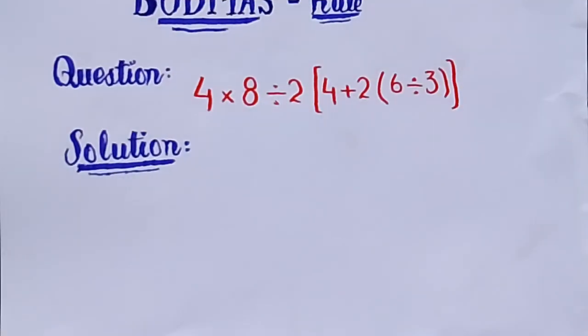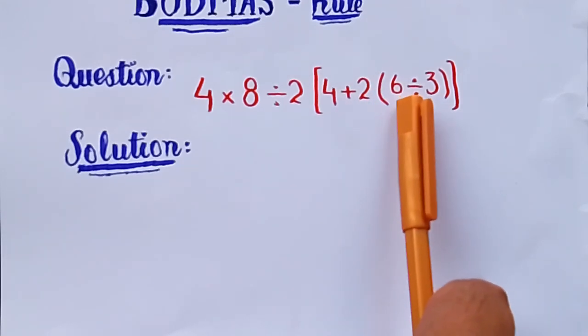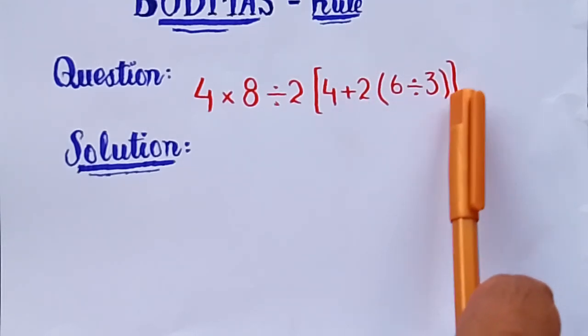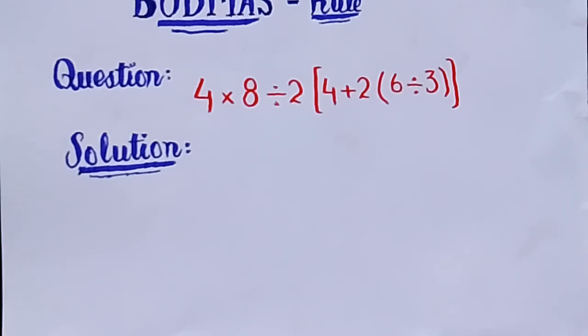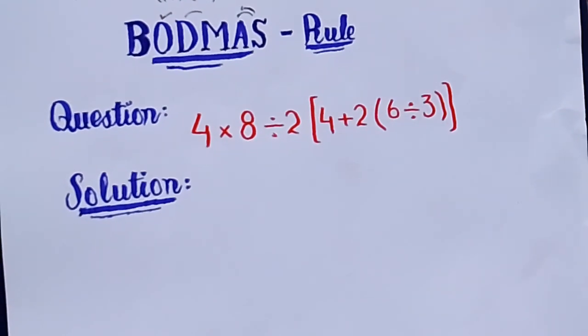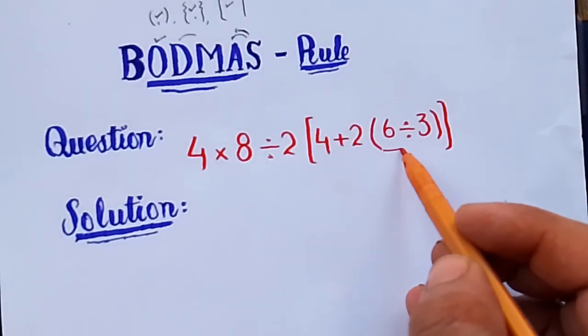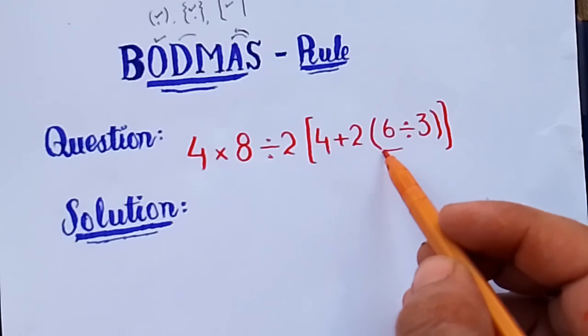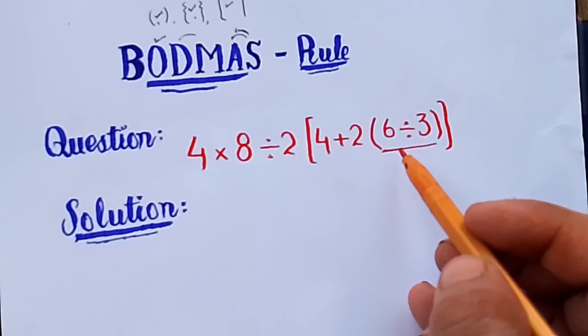The question is 4 multiply 8 divided by 2 into 4 plus 2 into 6 divided by 3, small bracket close and large bracket close. This is the question in which different operations are involved. Also there are two brackets. So according to BODMAS, we have to solve the bracket first. And in bracket also there is a specific order, which says the first bracket is the small bracket, so we should solve this small bracket first.